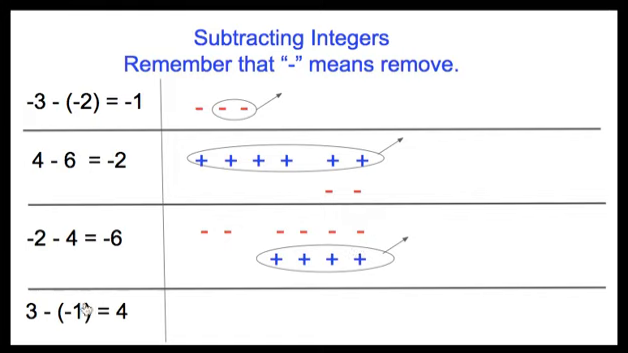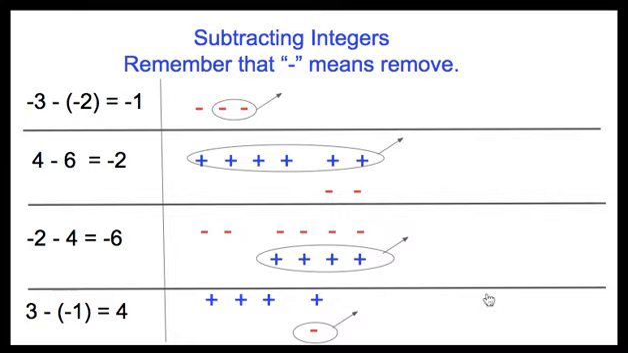For the last one, I'm going to start with 3 positives, and this time I'm going to remove 1 negative. So I will put in 1 zero pair, and now I can remove my 1 negative, and what's remaining are 4 positives. 1, 2, 3, 4.